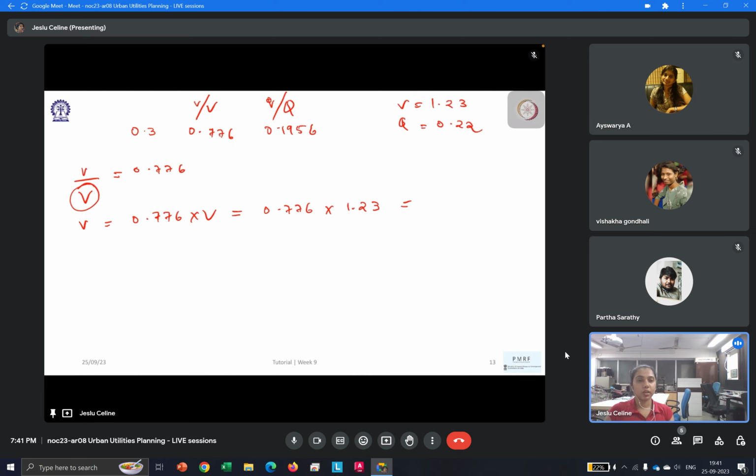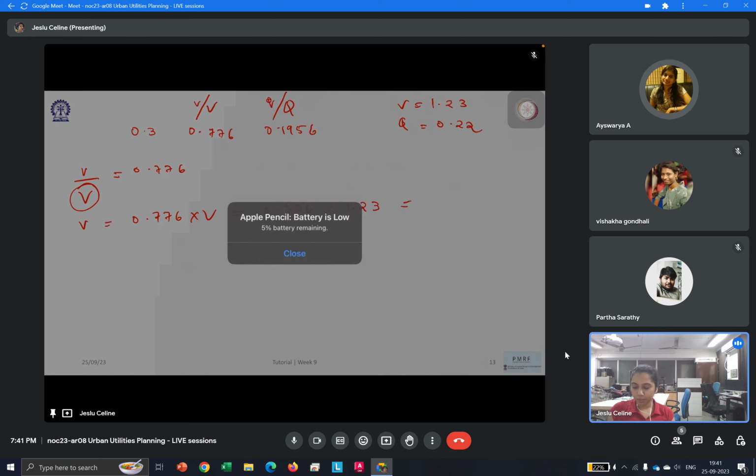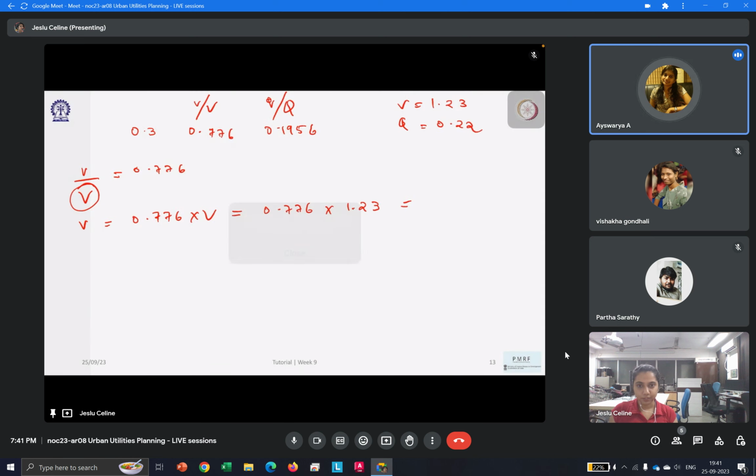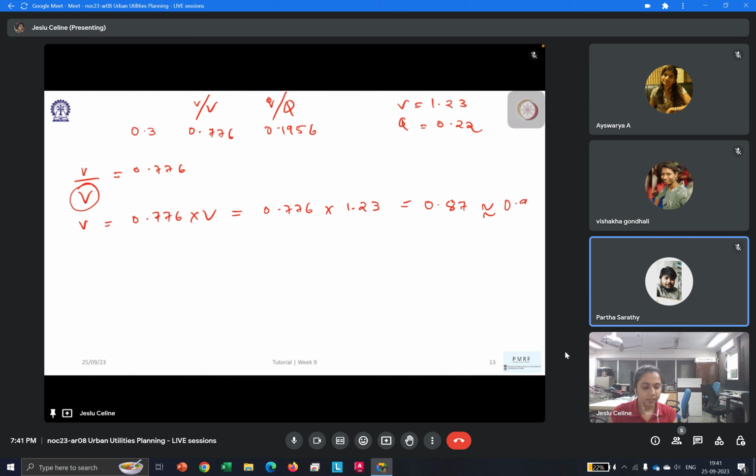So how much does that work out to? 0.9. Okay, 0.9. Everything is running low on battery. Yeah, it's about 0.87 something. So we can approximate, 0.879. So you're right, we can approximate it as 0.9, but the actual value comes out to 0.87 something.